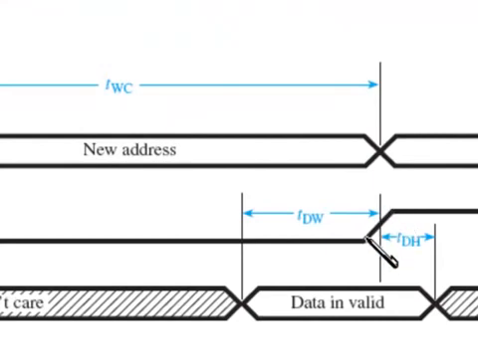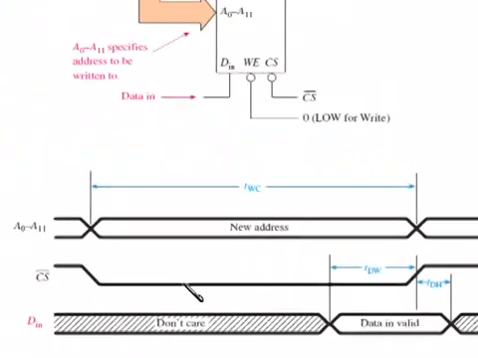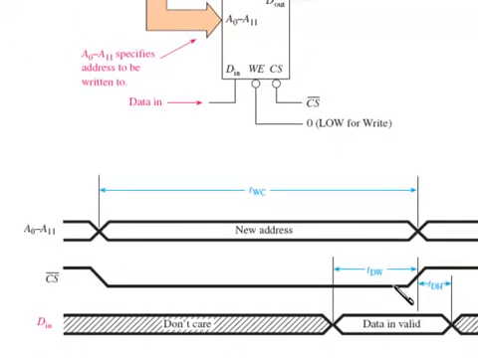So what you got to do is make sure you got valid data available TDW nanoseconds before this low to high edge. And of course we're going to have the new address available. So you set up the address, you pulse the CS line, and when this goes low to high, it looks at the data input line and it pulls that data in and places it inside the memory cell.